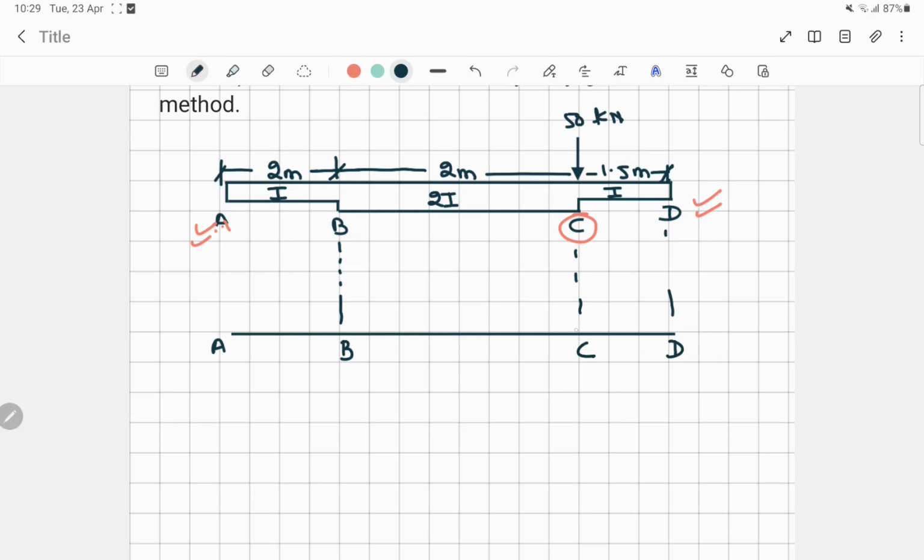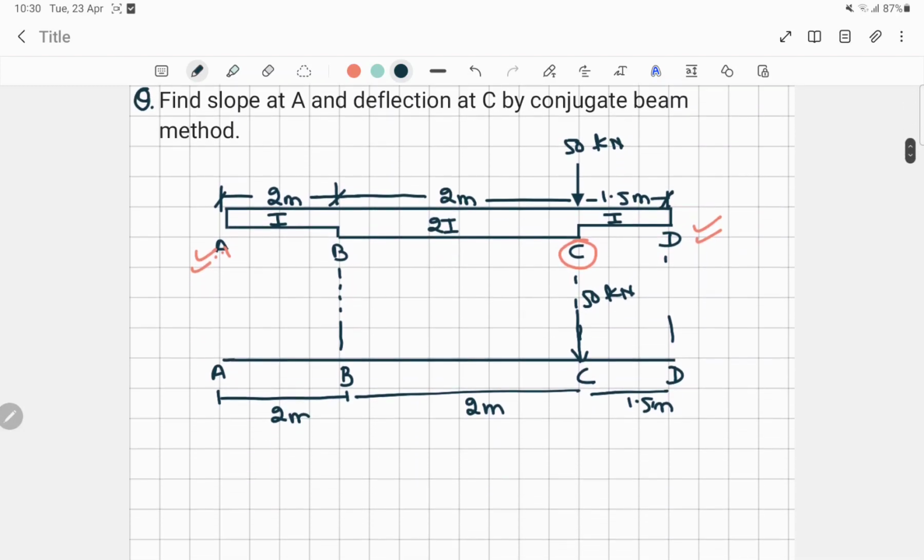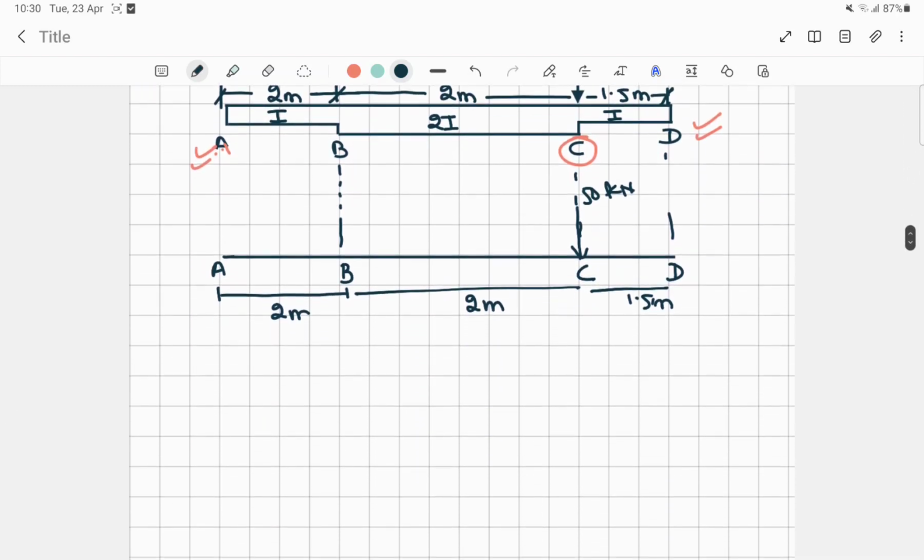Now at point C, one load is acting, that is 50 kilonewton, and the distance from A to B is 2 meter, from B to C is also 2 meter, and from C to D is 1.5 meter. Okay, so this is the free body diagram, and in the conjugate beam method, the first step is to find the bending moment diagram.